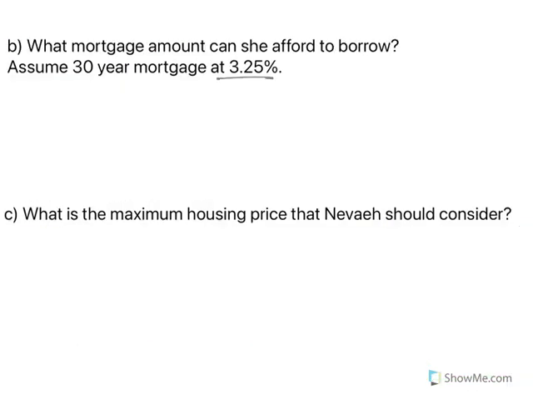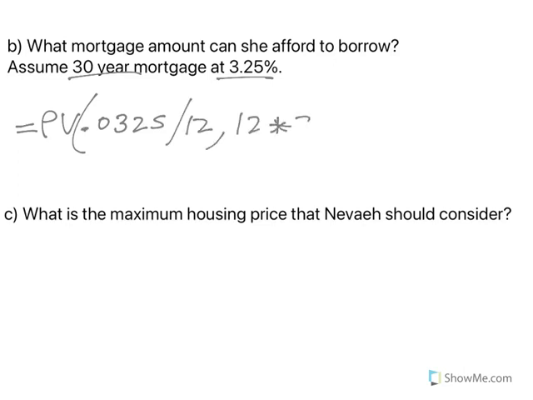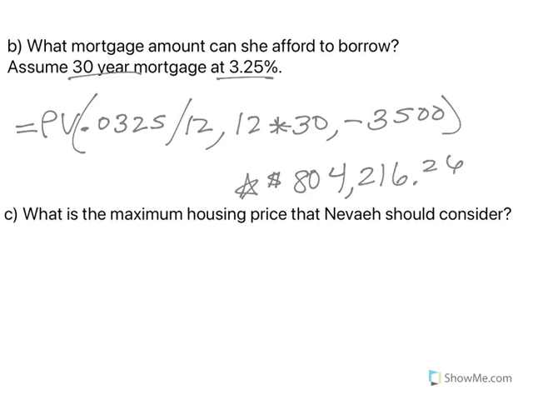So assuming that the bank is offering 3.25% interest for a 30-year mortgage, what mortgage amount can she afford? Well, that's the present value of a house. So we take the interest rate, 0.0325, divided by 12. 30-year mortgage is 12 times 30, and we put her monthly payment of $3,500. When I type that in, Excel gives me a value of $804,216.26.